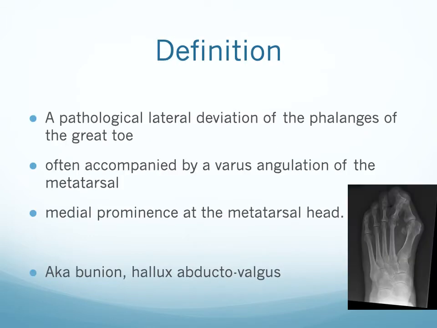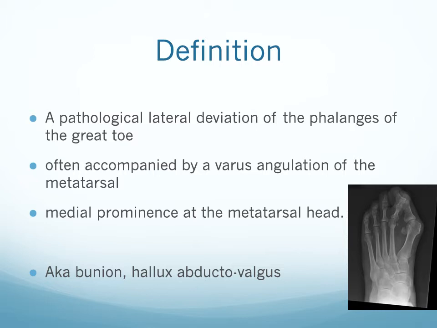Unfortunately, there isn't a good definition for Hallux Valgus, so this is what I would describe it as. It's a pathological lateral or valgus deviation of the phalanges of the great toe, which is often accompanied by varus angulation of the metatarsal of the first ray. The bunion itself, the prominence, is actually the metatarsal head, which is being pushed out medially by the varus angulation of the metatarsal and also by the valgus angulation of the phalanges.